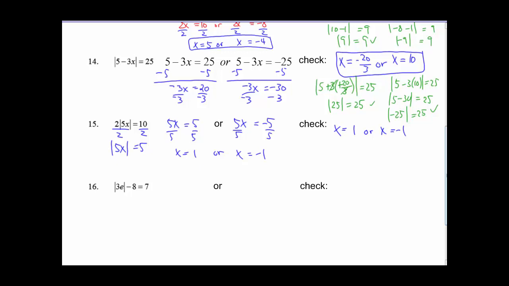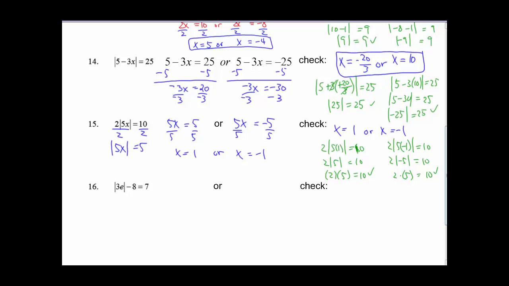So if we double check, x equals 1 or x equals negative 1, when we actually plug in, we always plug back into the original equation. 2 times the absolute value of 5 times 1 should equal 10. We have 2 times the absolute value of 5 should equal 10. Absolute value of 5 is 5, so 2 times 5 is equal to 10. If we go 2 times the absolute value of 5 times negative 1 should equal 10. 2 times the absolute value of negative 5 should equal 10. 2 times 5 is 10. So they check out.